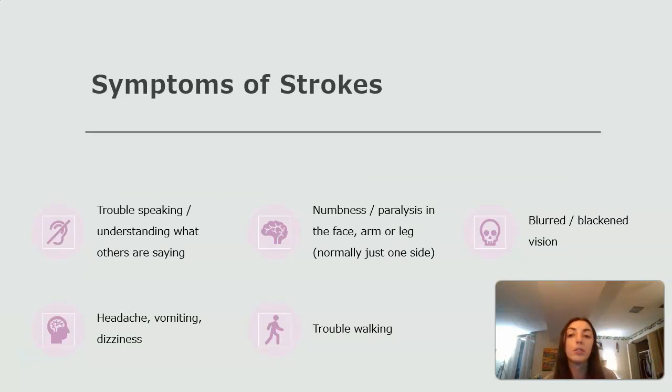In general, some symptoms that you would see for either type of stroke would be trouble speaking or understanding what others are saying, headaches, vomiting, or dizziness, numbness or paralysis in the face, arms, or legs, and normally that's only one side, so if you were to raise both arms, one of the arms would fall or not function properly. Some other symptoms would be trouble walking and blurred or blackened vision.